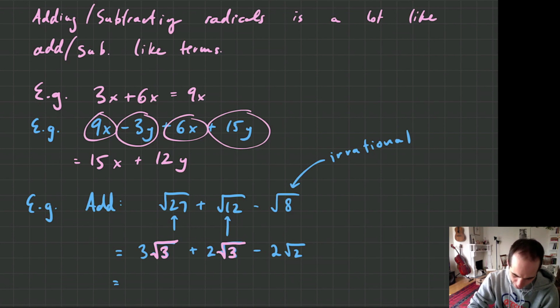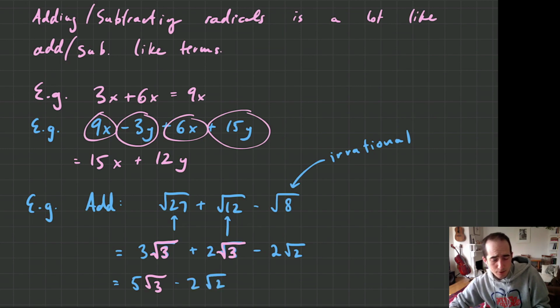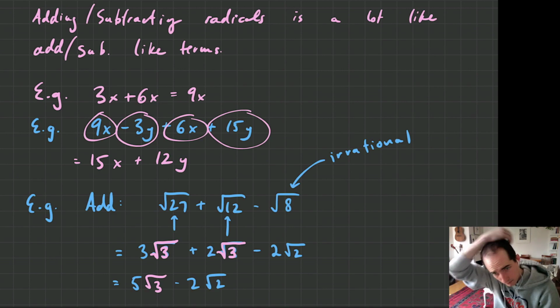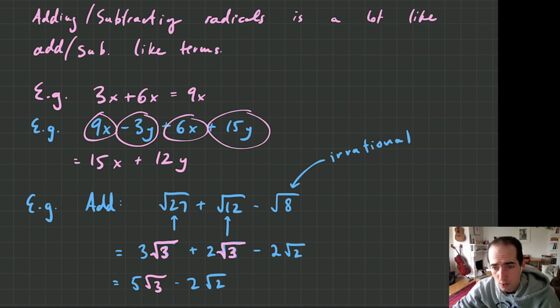3 plus 2 is 5. So I've got 5 times the square root of 3. And what's left over is just this 2 root 2. And I can't add that to the other radical because they're not like terms. They're not like radicals. So we have to be careful when we're adding these, because we can only add them if they have exactly the same radicand. Okay?